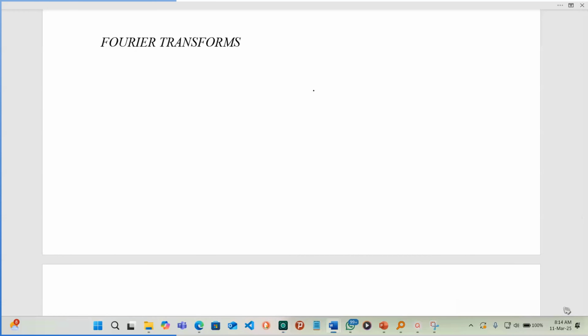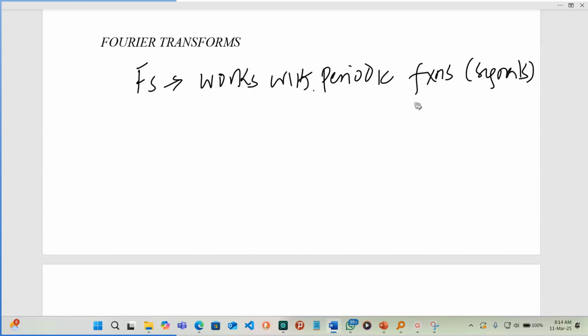You realize that a Fourier series works with periodic functions or signals. And what about when we don't have periodic signals, which is actually most real world signals? If it is not periodic, what about aperiodic signals?